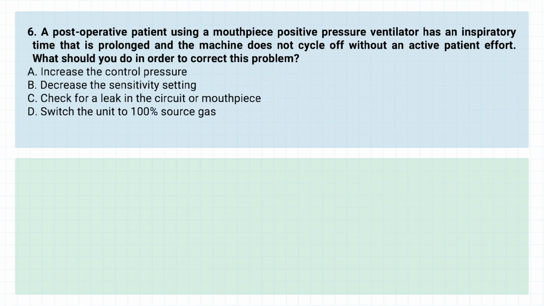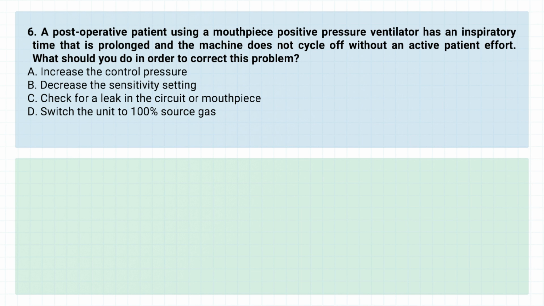Number 6. A post-operative patient using an IPPB has an inspiratory time that is prolonged, and the machine does not cycle off without an active patient effort. What should you do in order to correct this problem?